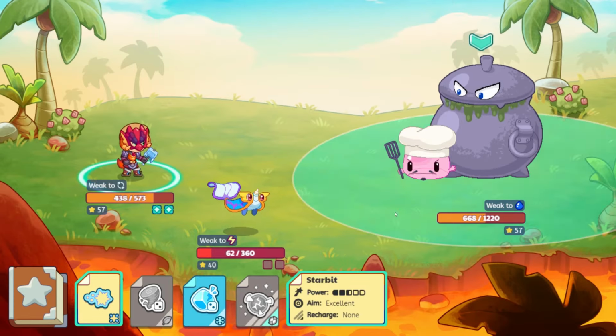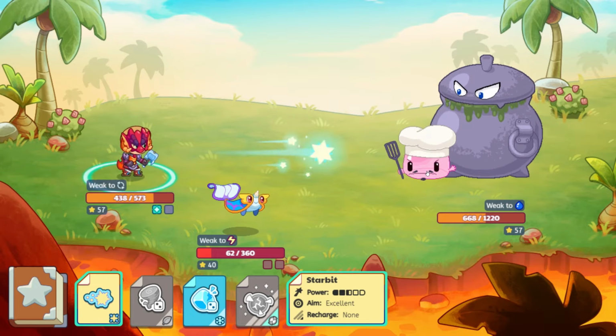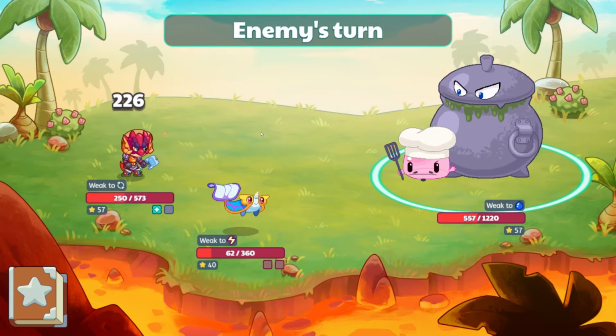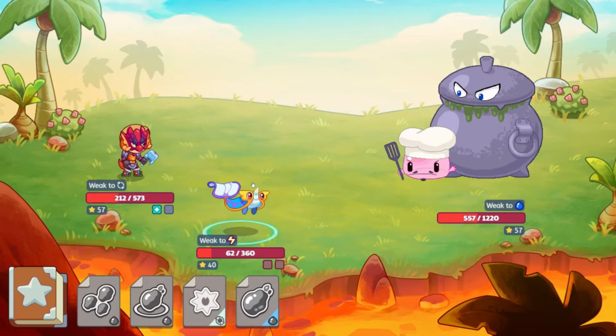Alright, so we are going to do Starbit here. 111. They hit me, which is awesome. Cuddlefin's going to get one more attack. Hopefully it lands.